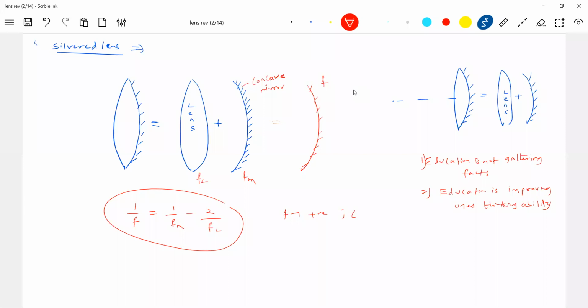the effective mirror should be convex mirror. Silver lens should be equal to convex mirror. If F is negative, that silver lens should be concave mirror.